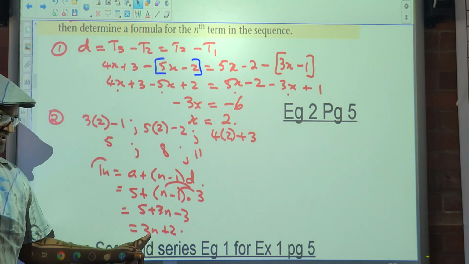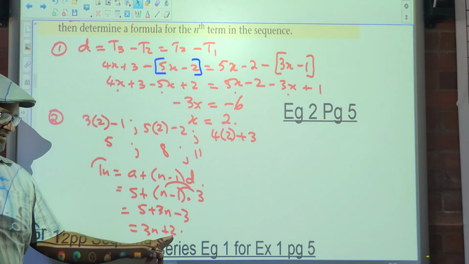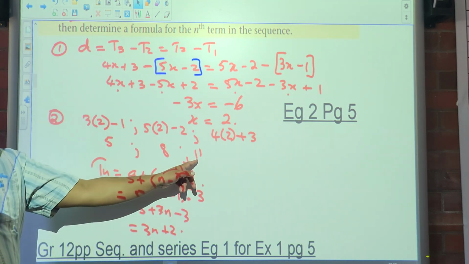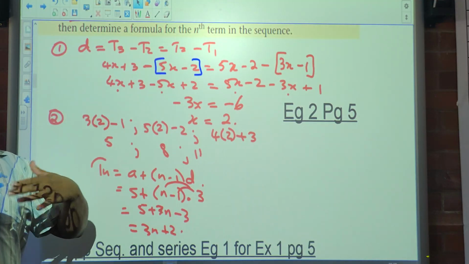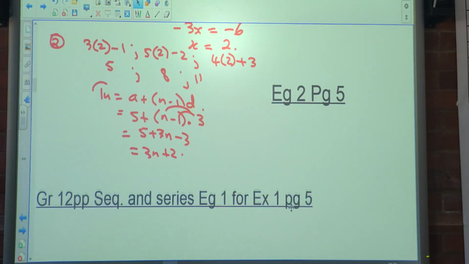We can work out term 3. So 3 times 2 is 6, and 6 plus 3 times 3 is 9, 9 plus 2 is 11. Or we can test for term 2. 3 times 2 is 6, plus 2 is 8, and so on. Okay. So there we have the general term now.